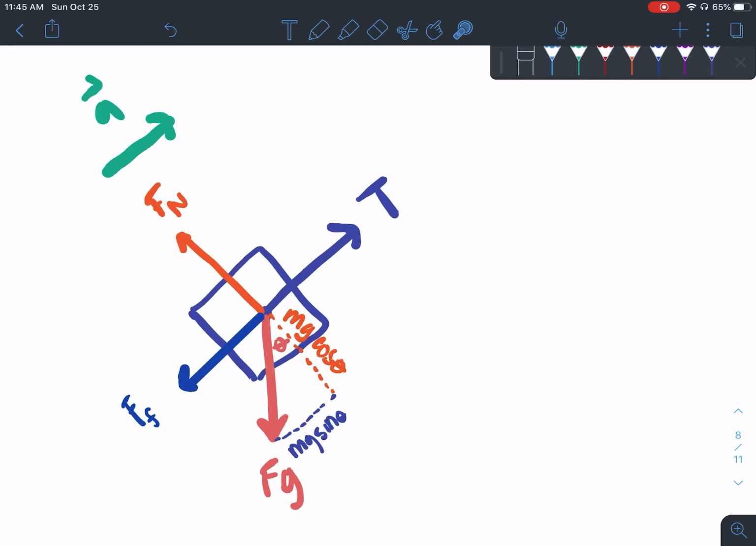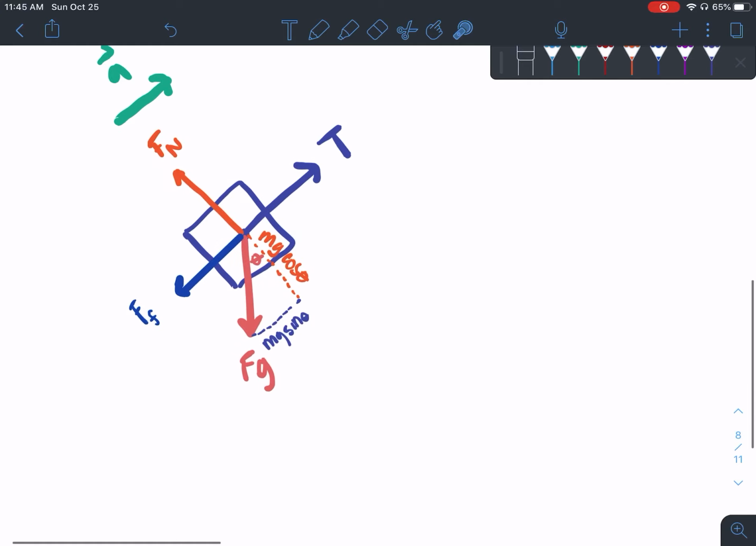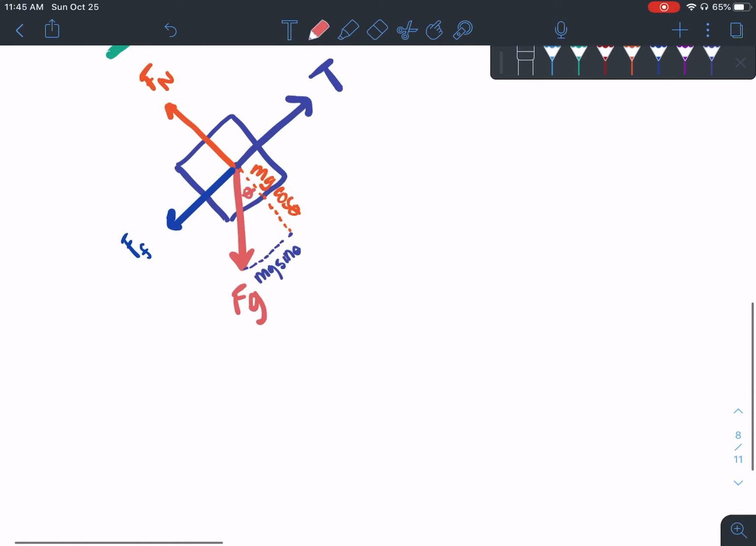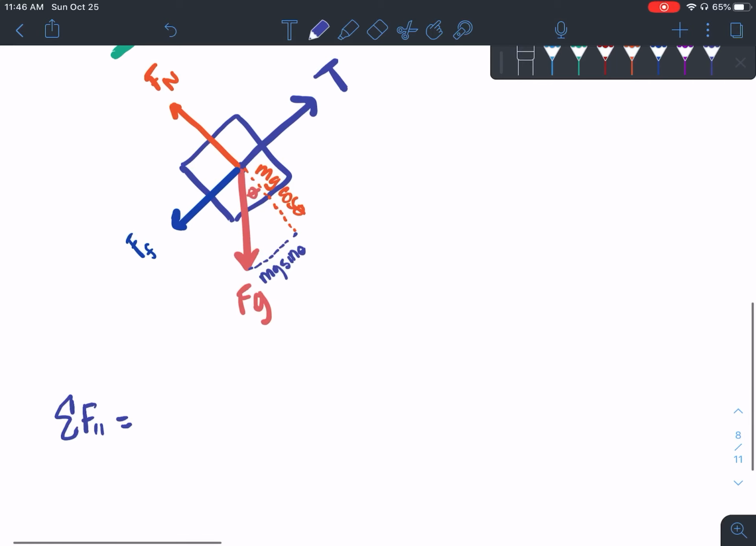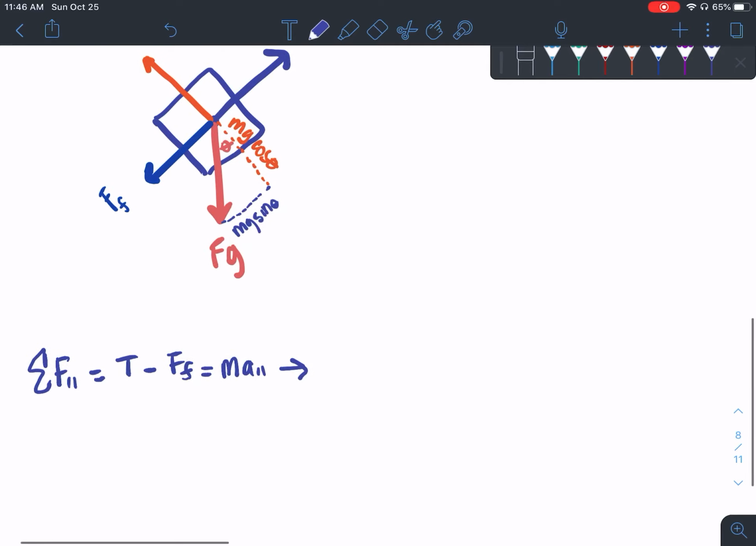I can go ahead and write some sum of force equations for this box. I'm going to use the same colors to do the direction, so in the parallel. If we have tension going up the block, then I'm going to say tension is positive. So tension minus the force of friction would be equal to ma parallel. Immediately, we know that we're talking about a system that's at equilibrium, so that would be 0. So we would say tension is equal to the force of friction.